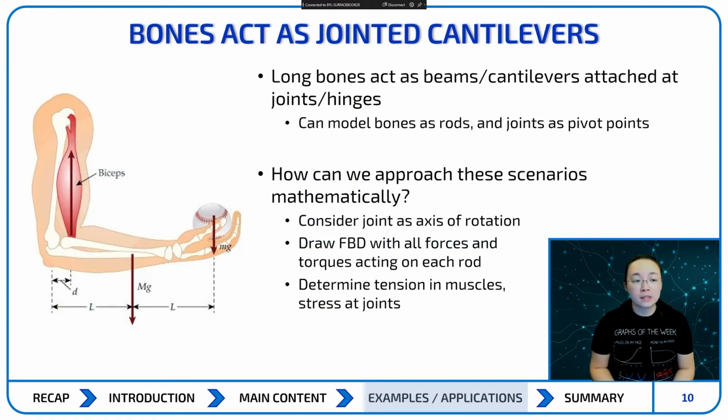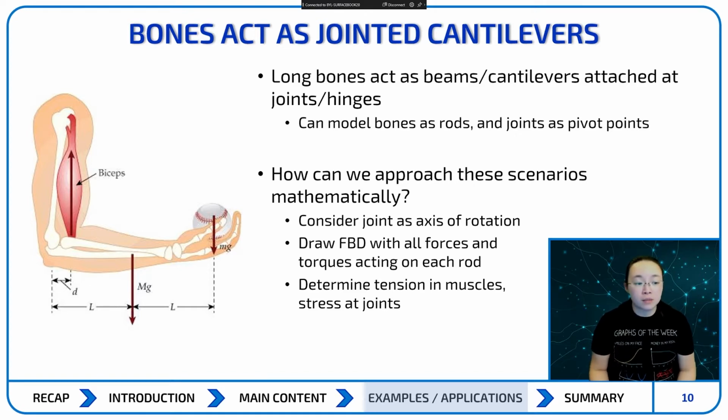Next, we took a look at how bones acted as jointed cantilevers. So one of the most important things that you will have to know is how to label a free body diagram if we give you a picture of an arm or a leg. So understanding how to find the tension in certain muscles that we point to, that would be important as well.